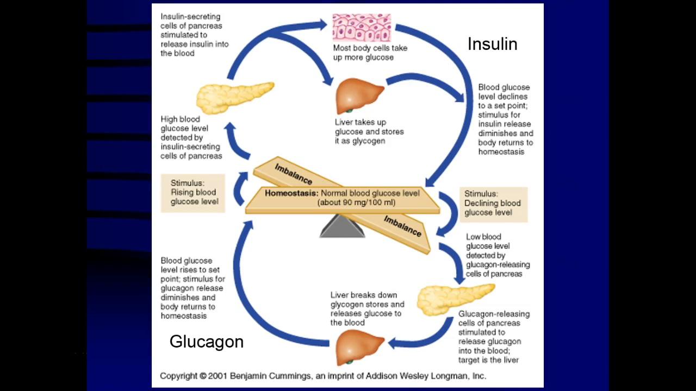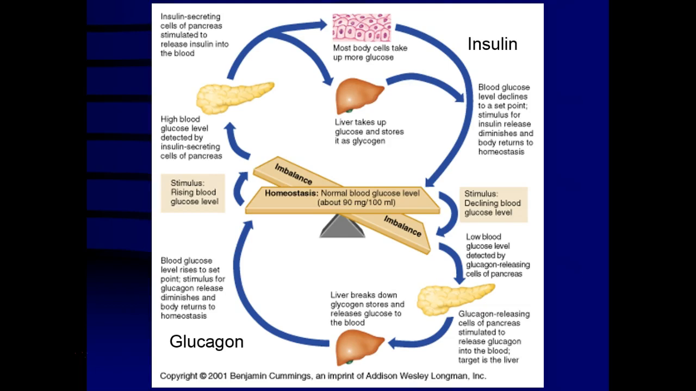Now, when we don't eat, let's say we skip a meal and our blood sugar starts to drop, that signals the alpha cells to start secreting glucagon. Glucagon will go to the liver and stimulate the breakdown of glycogen. It'll start breaking off those alpha glucose molecules and releasing them to the blood. So what glucagon does is raise blood sugar.